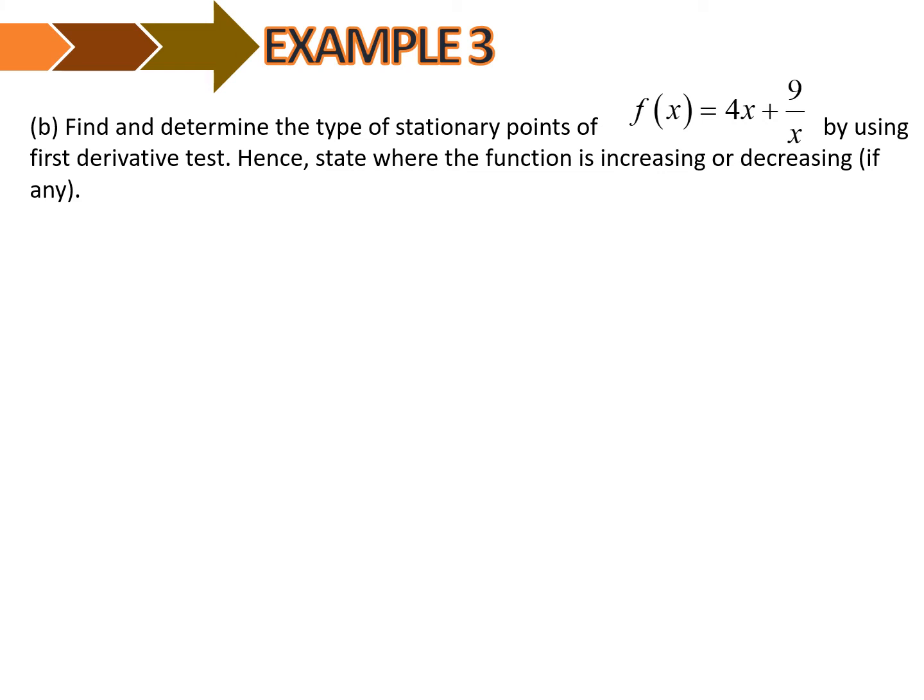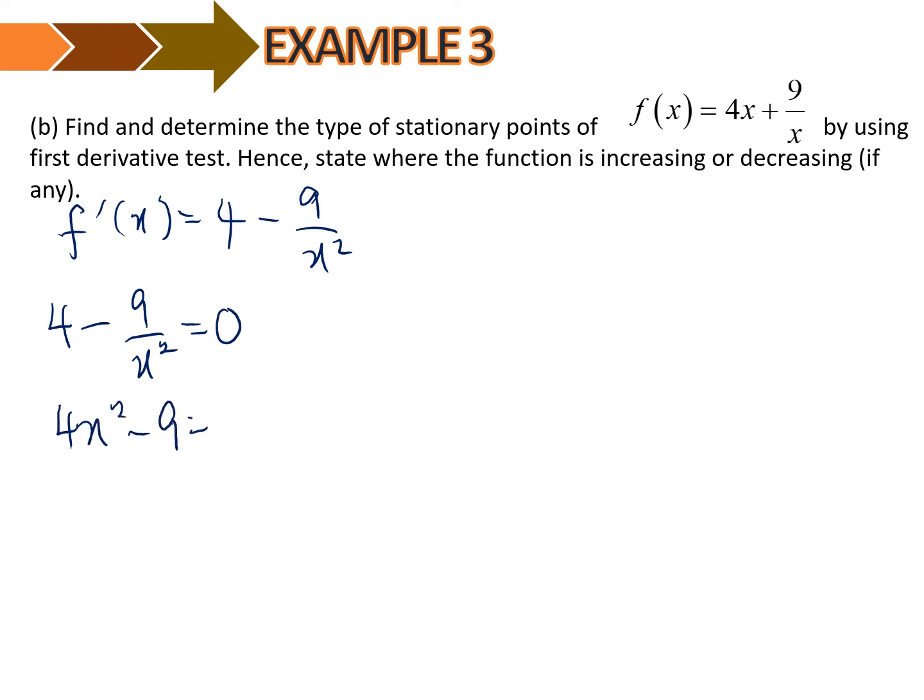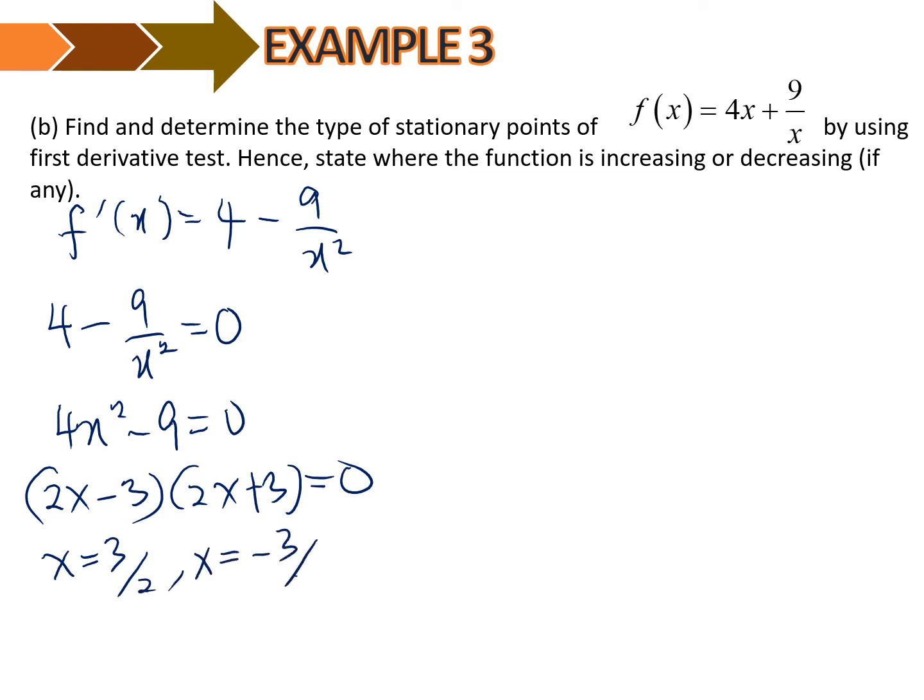Example 3b, find and determine the type of stationary points of f(x) equals 4x plus 9 over x by using the first derivative test. Firstly, we must differentiate f(x). So we will have f prime x equals 4 minus 9 over x squared. From here, we take 4 minus 9 over x squared, equate it with 0, and multiply everything by x squared. We will have 4x squared minus 9 equals 0, and then 2x minus 3 and 2x plus 3 equals 0. So x equals 3 over 2 and x equals negative 3 over 2.